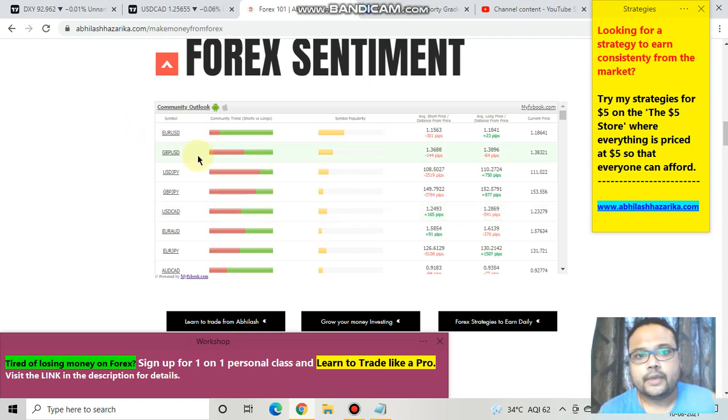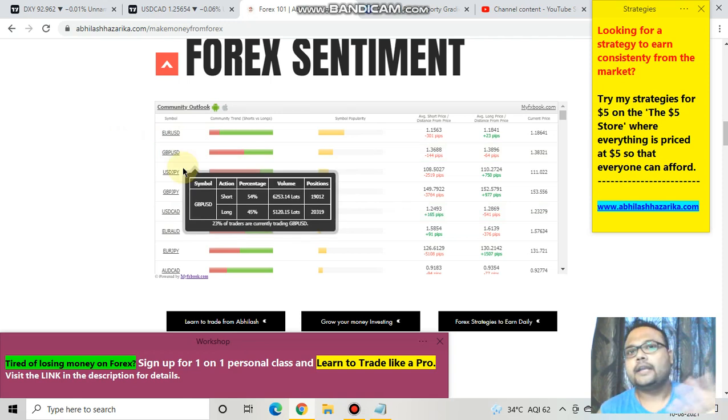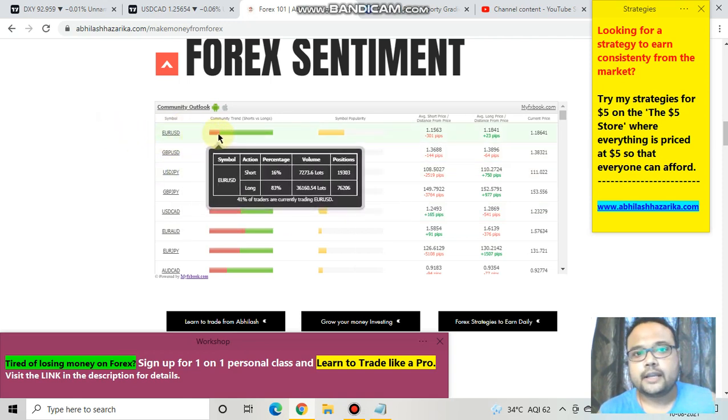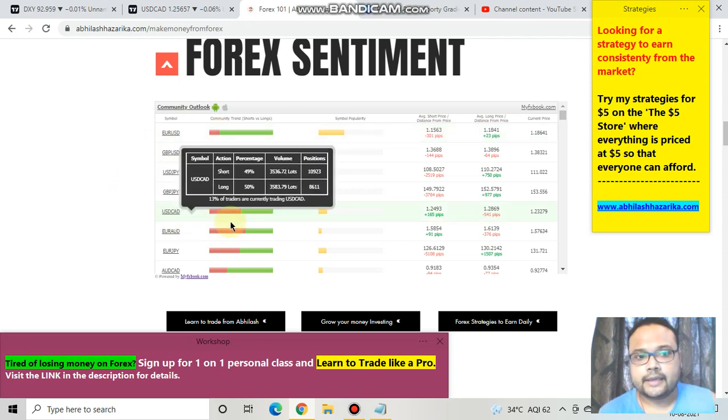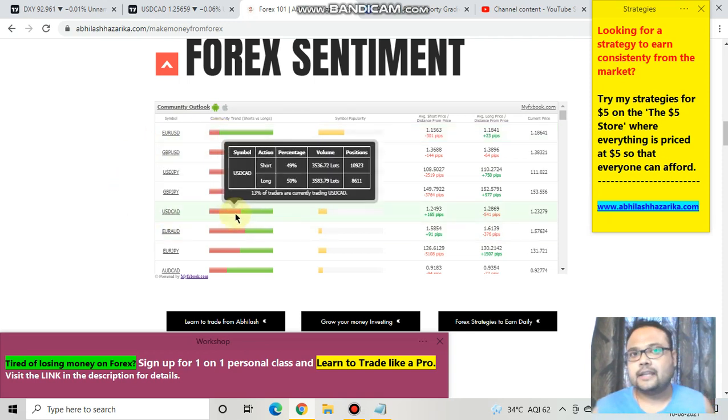Generally we get a clear-cut direction of what they are thinking. For example, take Euro USD. You can see that 16% of retail traders have taken short positions and 83% have taken long positions, which means they are thinking that the market will be going up. But in the case of USD CAD, you can see that they are quite confused. They are also not sure.